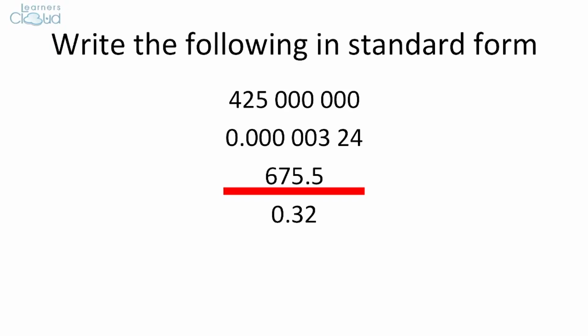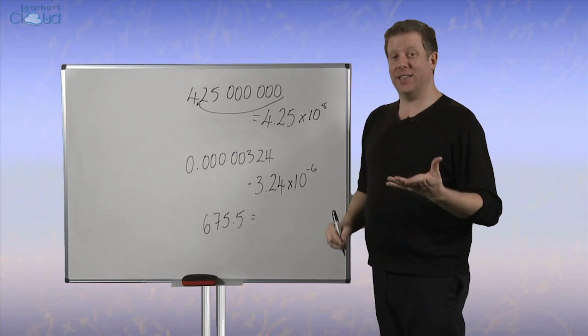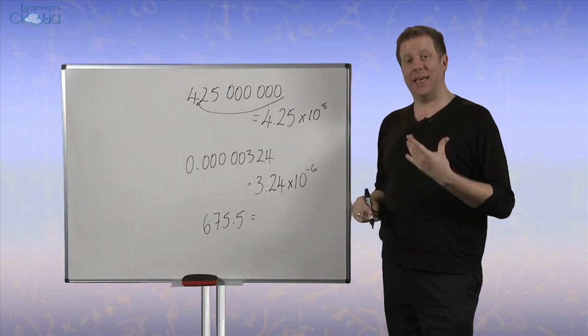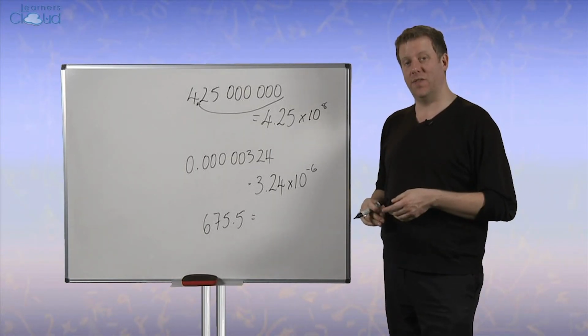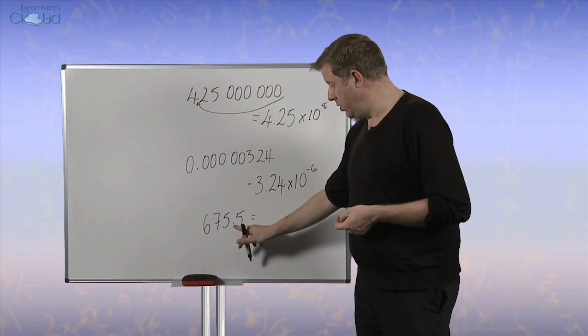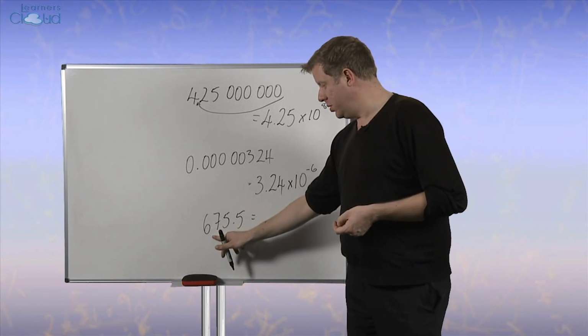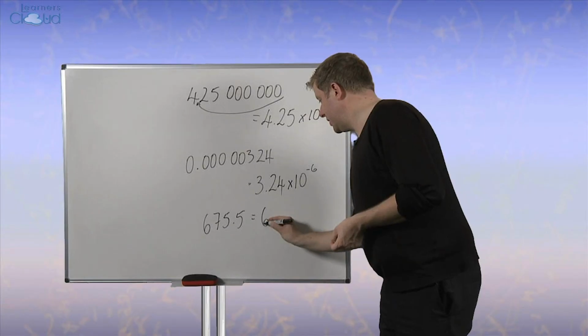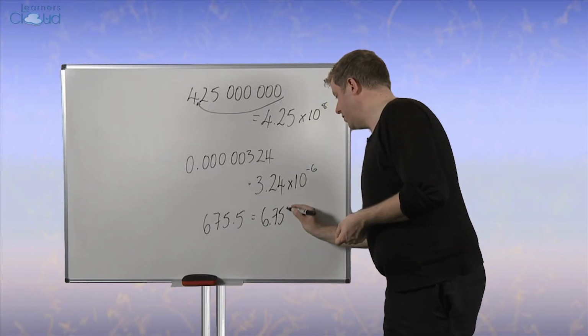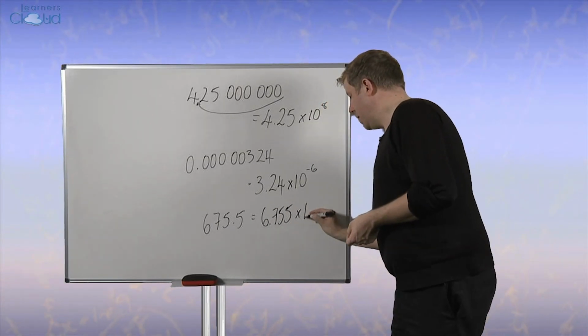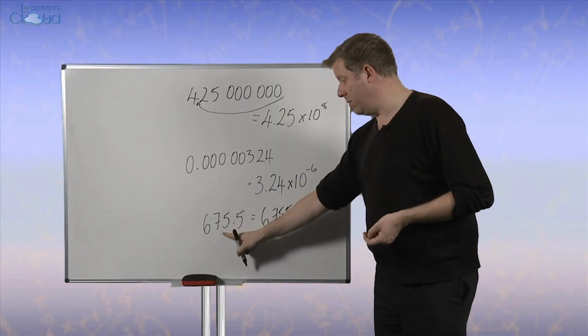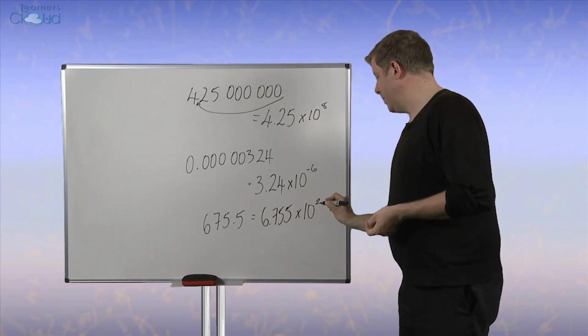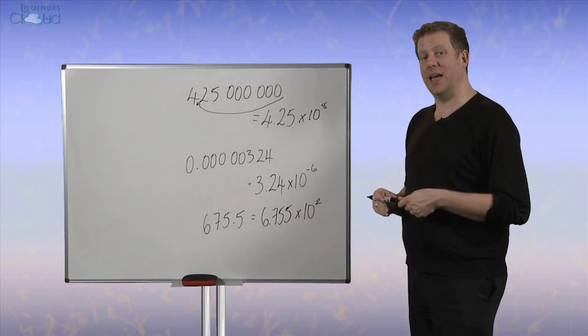Another couple of examples, 675.5. Now that isn't a particularly large number, but it can still be written in standard form. So we want to move our point 2 spaces between the 6 and the 7 to give us 6.755 multiplied by 10. We only moved it 2 spaces, remember, so we would multiply it by 10 squared.